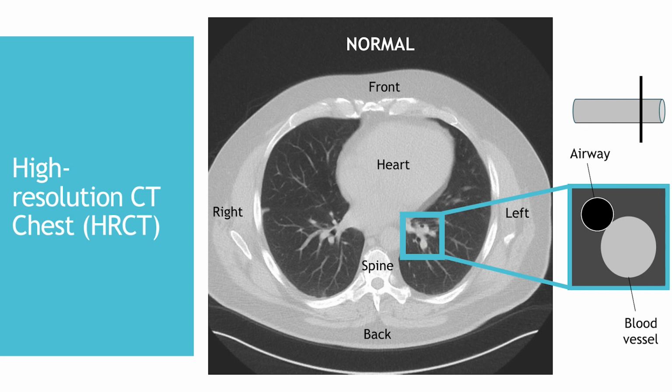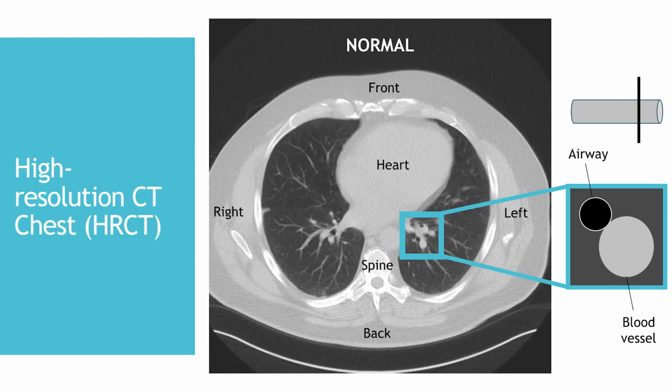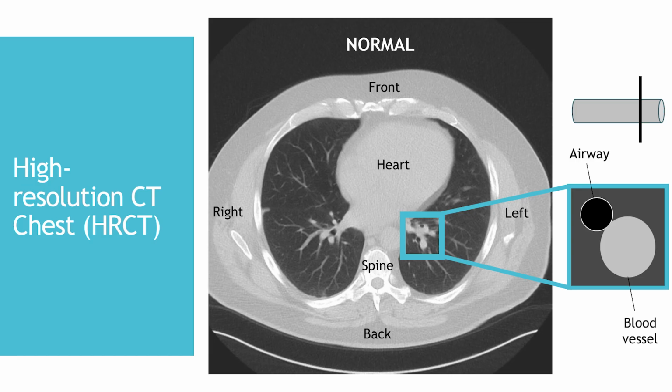Here's a normal slice of CT. We're taking slices of you from your head down to your toe, cutting you in cross section. So you're seeing a cross section right here. Here's front, here's back. CT scans are strange, like x-rays, everything is flipped, so the left is on the right-hand side of the screen, and the right is on the left-hand side. Here's your heart in the middle, and here are your lungs on both sides.